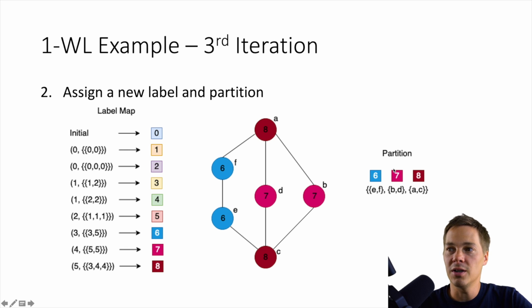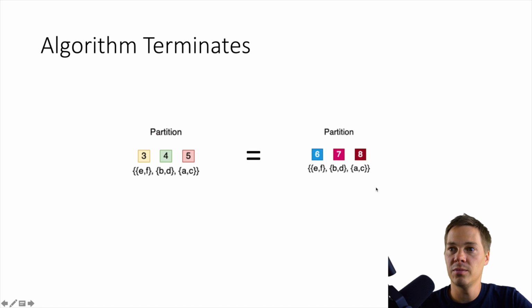Using these colors, we get another partition. But what you notice is that this partition is the same as the previous partition. The colors are different, but the nodes that are in each subset are the same. We have EF, EF, BD, BD, AC, and AC. And that is how we know that our algorithm has terminated and converged.